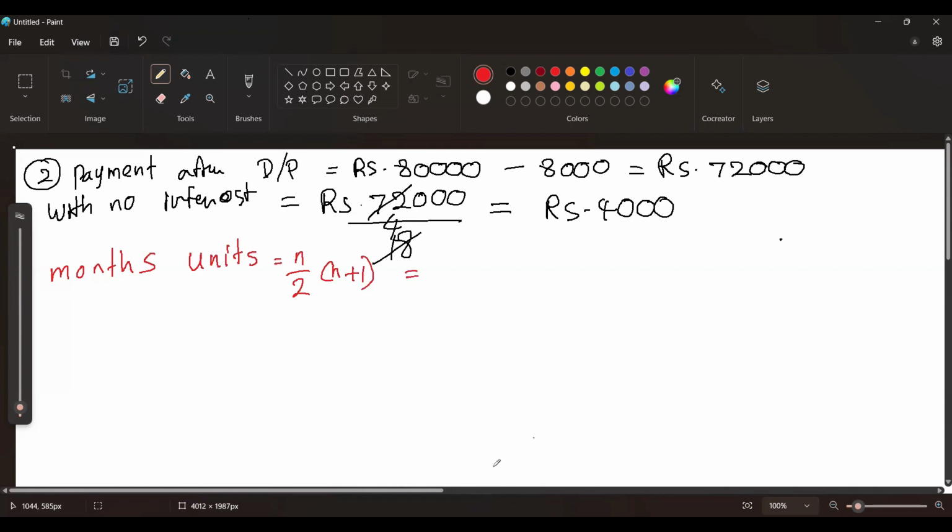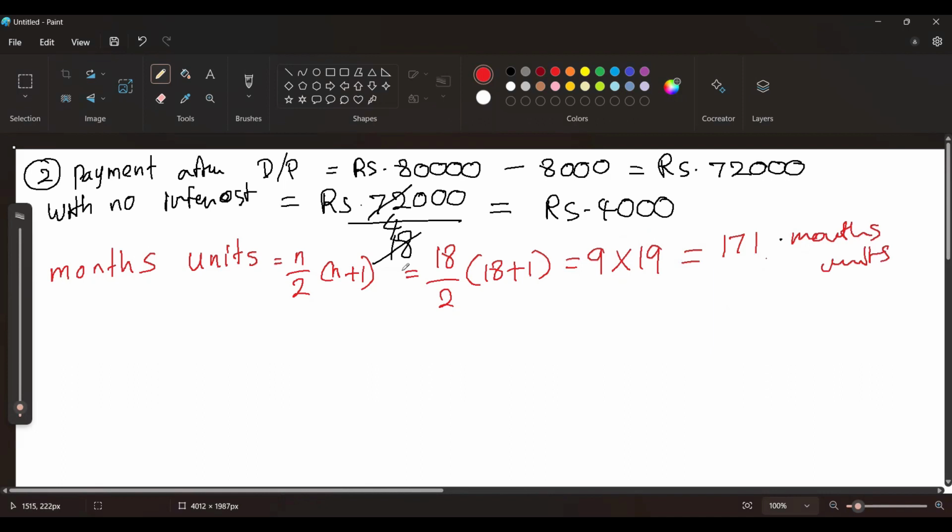N means the number of installments. They have to pay how many installments? 18 equal monthly installments. So you write 18 over 2 times (18 plus 1). 18 over 2 is 9, 9 into 19 is 171. So 171 month units. Is that correct?